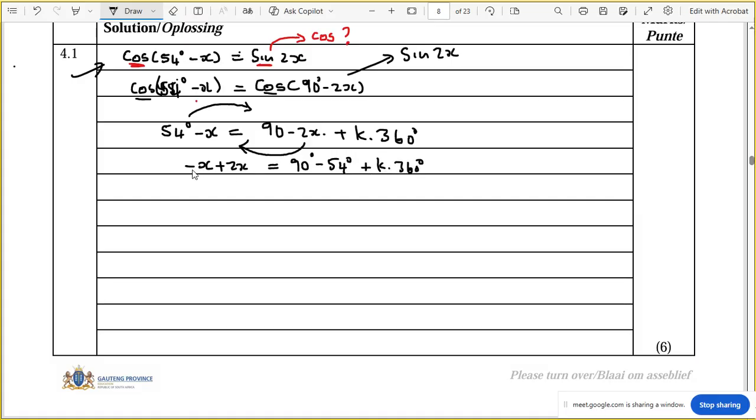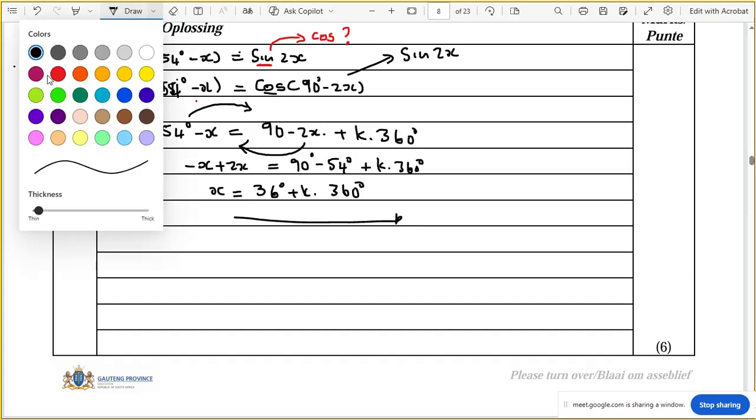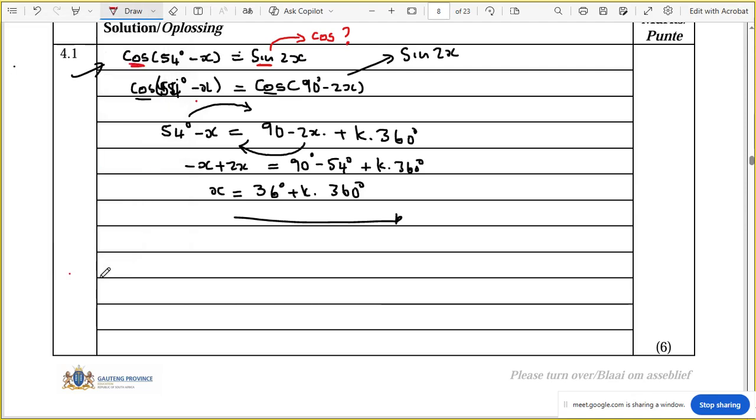Then minus x plus 2x, that's x. What is 90 minus 54? 36, right? Plus k times 360, then that's your answer. That's your general solution. Listen, are you guys still with me? Yes, sir. Someone asked, let's fix that negative part.